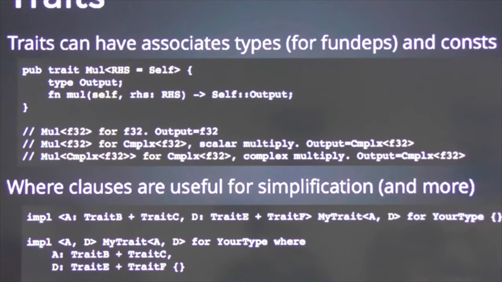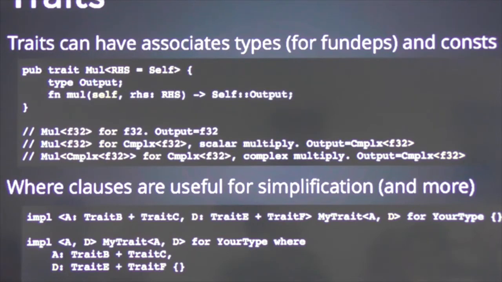So in this case, you can multiply two 32-bit floats and get a 32-bit float. You can multiply two complex numbers and get a complex number. You can also implement multiplying a 32-bit float by a complex number to get scalar multiplication of that complex number. That way you can implement multiplication using the multiplication operator for things that are the same on the left and right hand side. One thing where they're different from Haskell, arguably in a good way, is you cannot declare orphan instances.